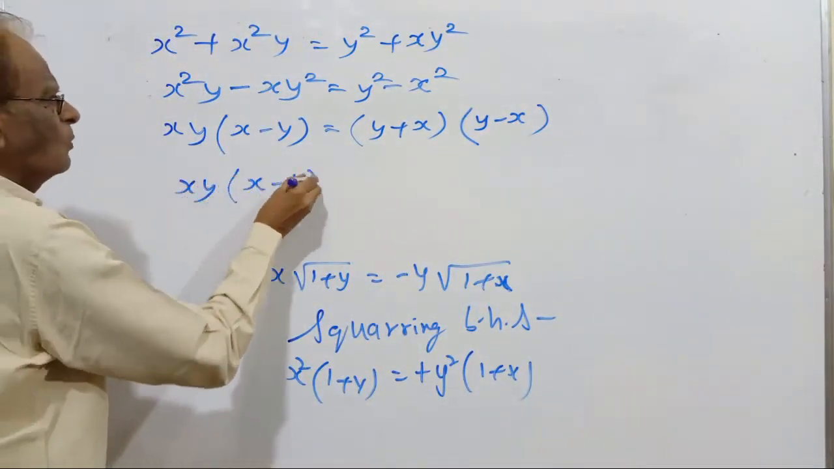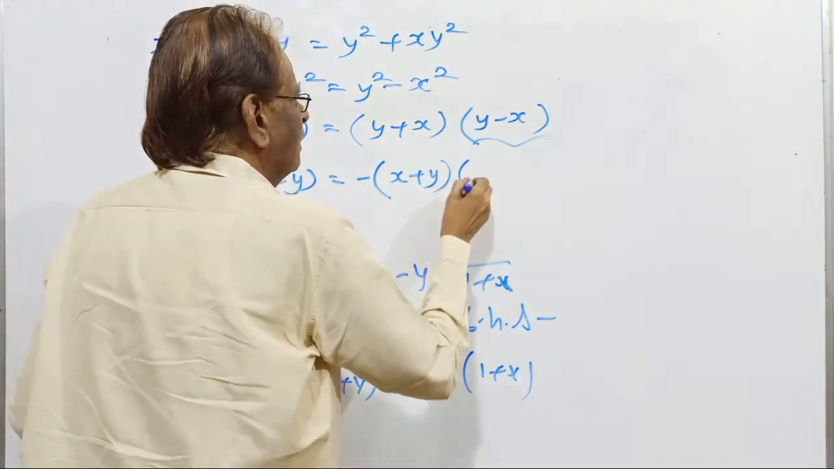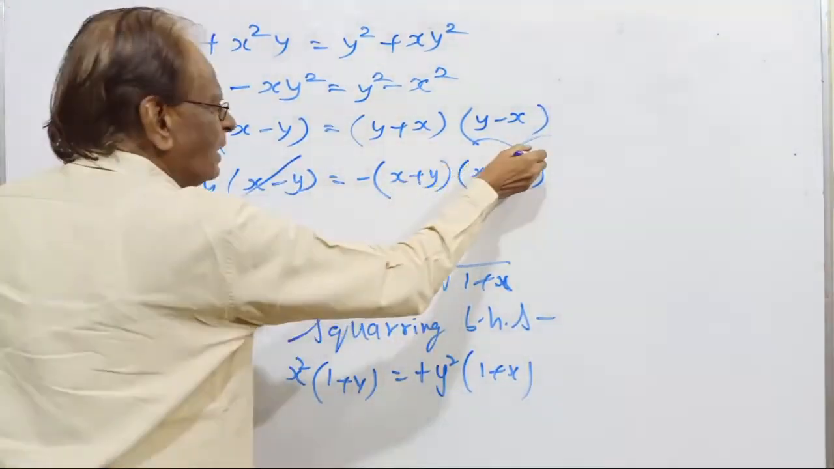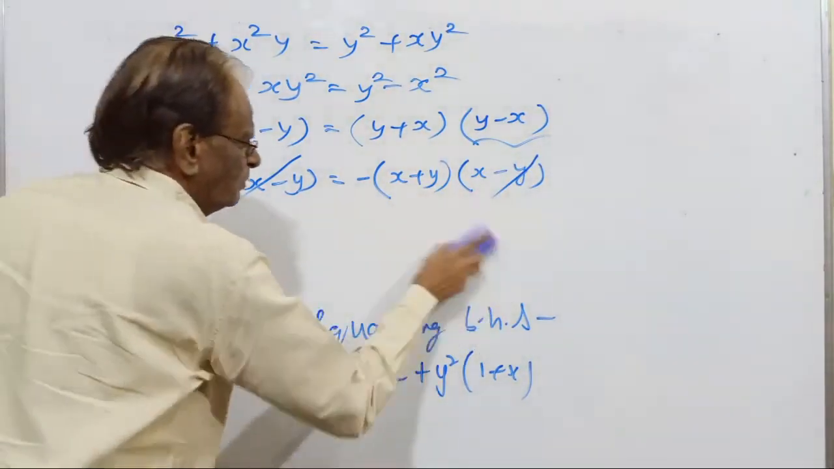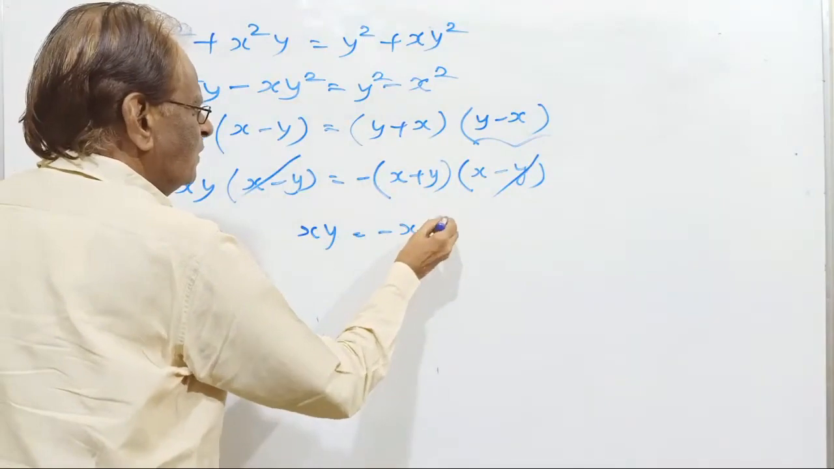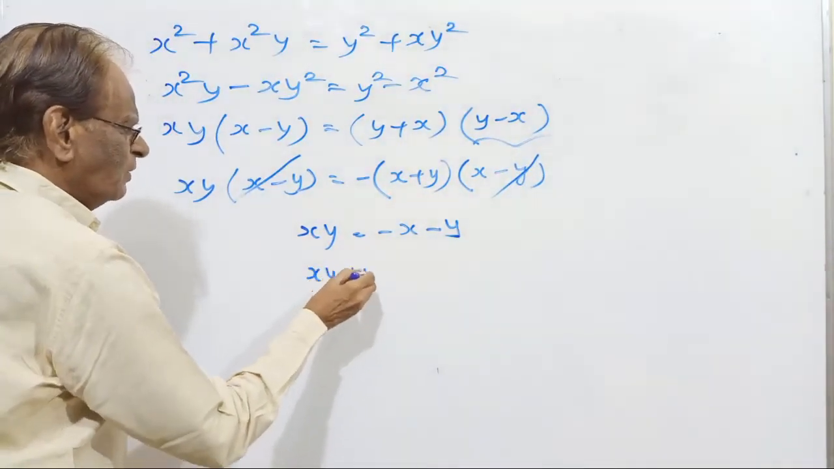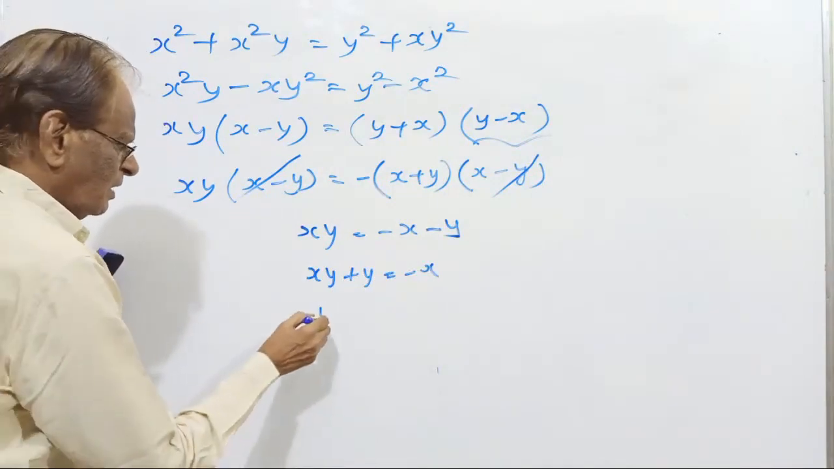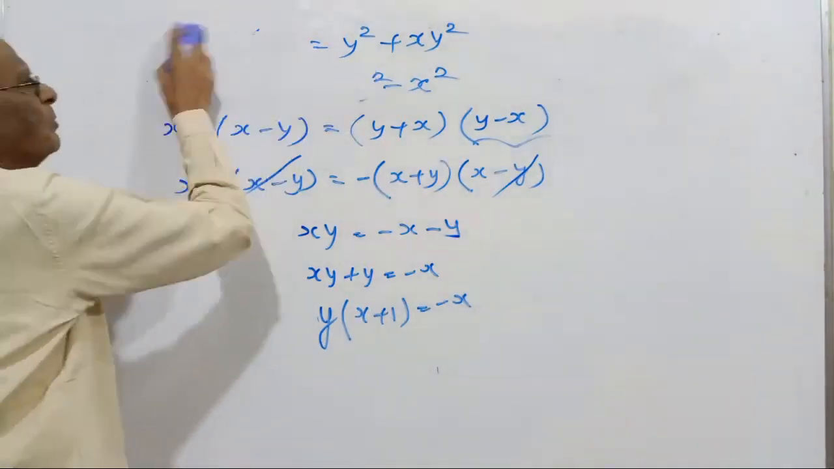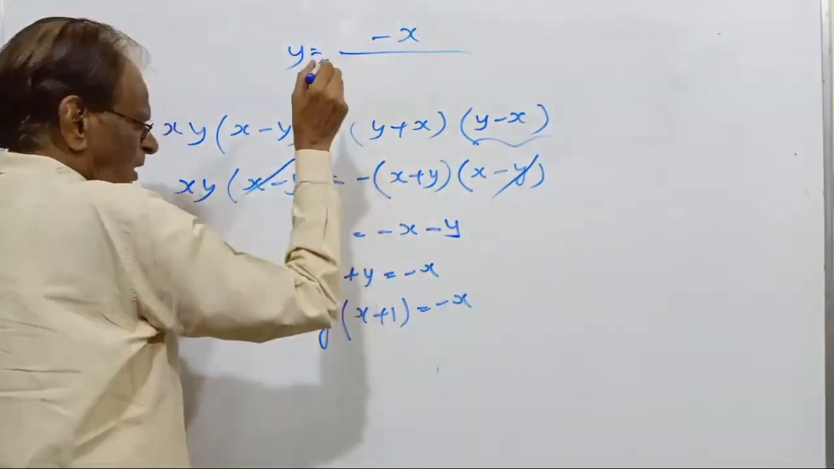Xy into (x minus y) equal to (y plus x), which is nothing but x plus y. Here minus is common, so minus (x minus y) in this bracket. X minus y cancels. Xy equal to minus (x plus 1)... xy plus y equal to minus x. Y common. Y equal to minus x by x plus 1.